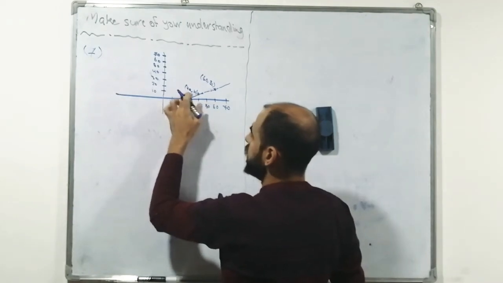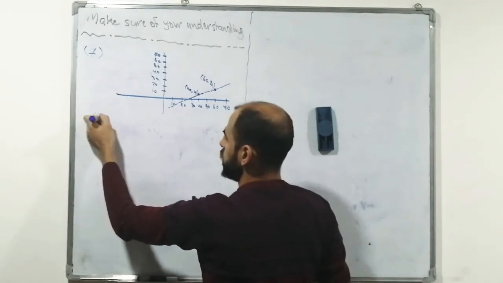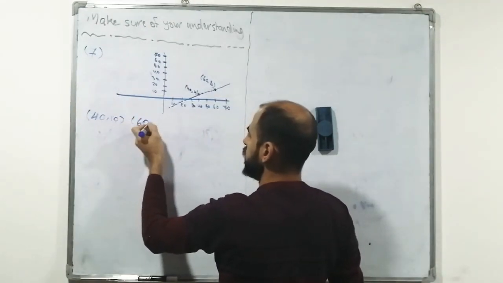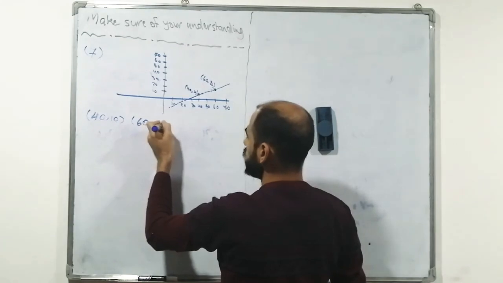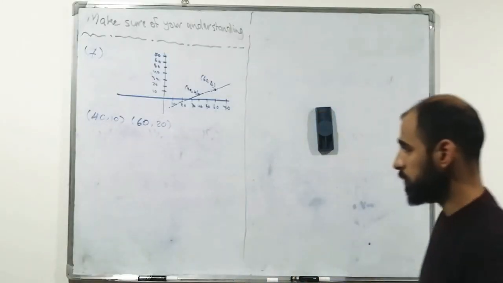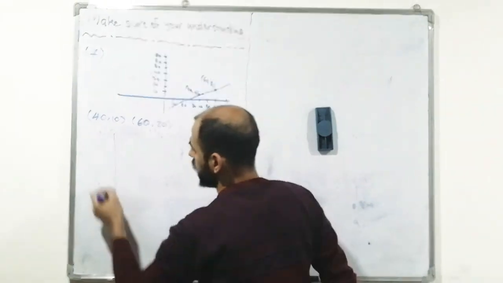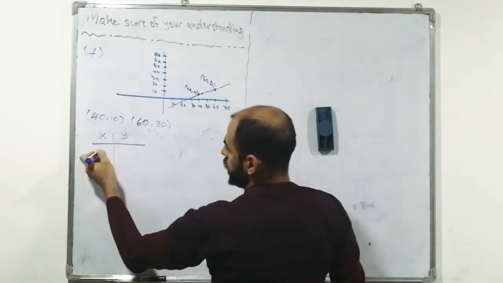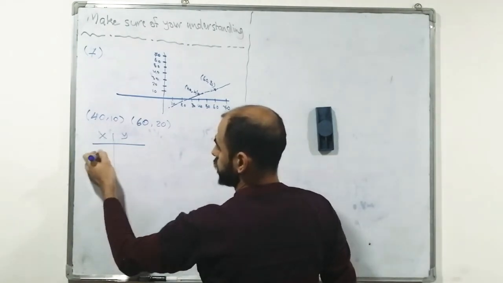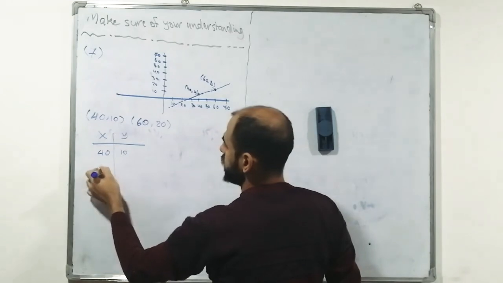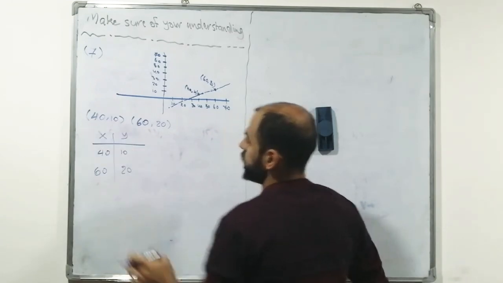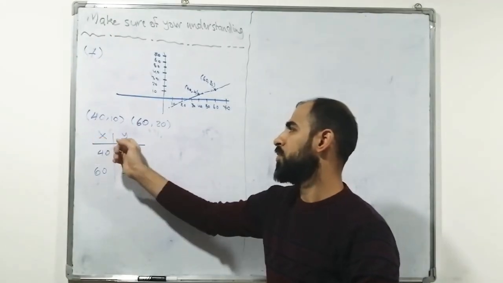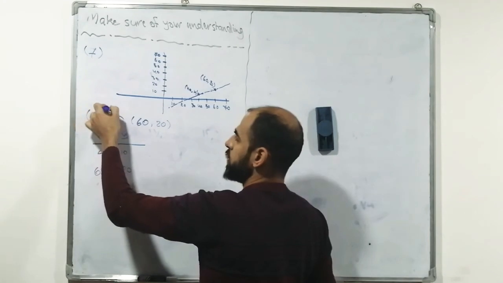The first point is 14, 10. The second one is 16, 20. Now we will make a table of x and y. The first ordered pair is 14 and 10. The second one is 16 and 20. The table is constructed from x and y. From the ordered pairs we get x and y.